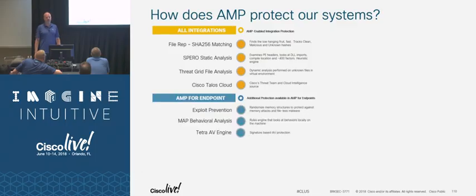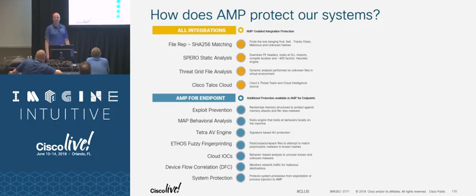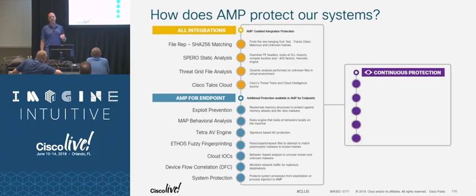Now, AMP for Endpoint has a number of different things as part of it. We won't talk about that today, but I do have another session that I did yesterday that I reference in the slides that you can go take a look at to learn more about all this. But the key here is that we have continuous protection for your web traffic. That file retrospection is a report that you can give actionable items to your desktop team to say, hey, this file went through, we know it's bad, you need to go clean it.